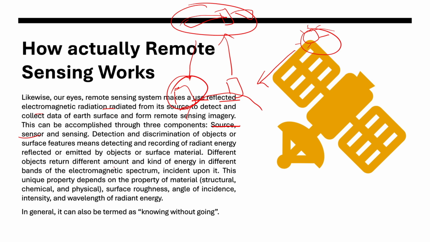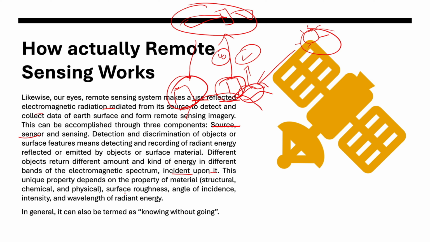Different objects return different amounts of energy. The building reflects energy based on its property, and the river reflects its energy based on its own property. So after analyzing the amount of radiation reflected from each source, we interpret the target, right? Different kinds of energy in the different bands of the electromagnetic spectrum are incident upon it. This unique property depends on the property of the materials.